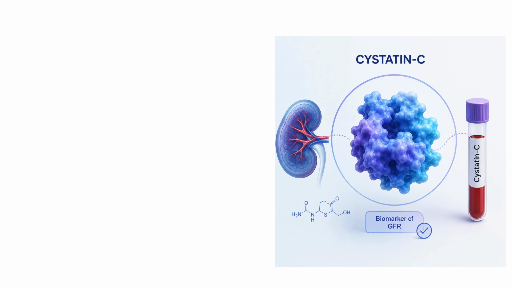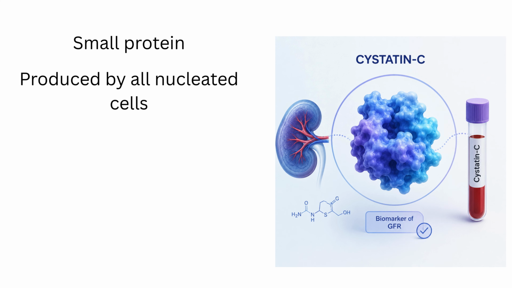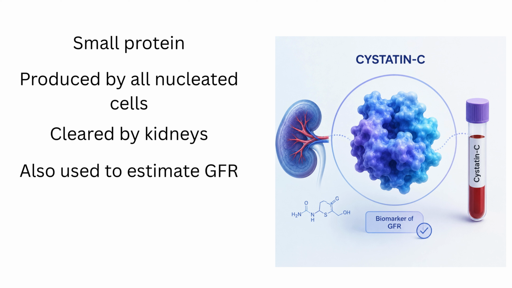Now let's talk about cystatin C. Cystatin C is a small protein produced by all nucleated cells in the body. Because it is cleared by the kidneys, it is considered a reliable biomarker for estimating the glomerular filtration rate, GFR.